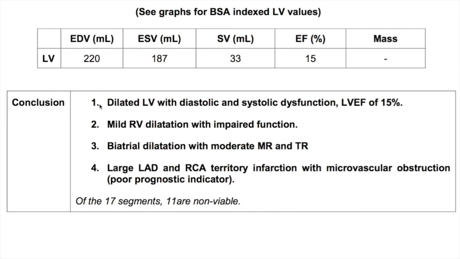The conclusion basically talks about dilated LV with systolic and diastolic dysfunction, LV ejection fraction of 15%. We talk about the RV, we talk about the atria, and then we talk about the infarction and any poor prognostic feature. Finally, we say of the 17 segments, 11 are non-viable. So this is our standard viability report.